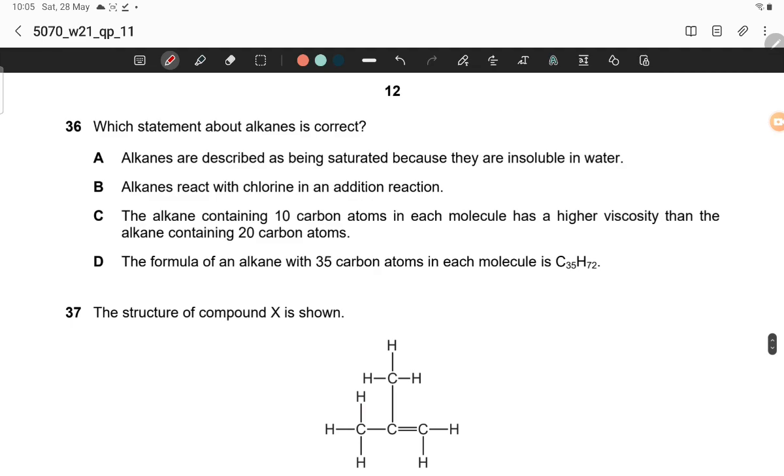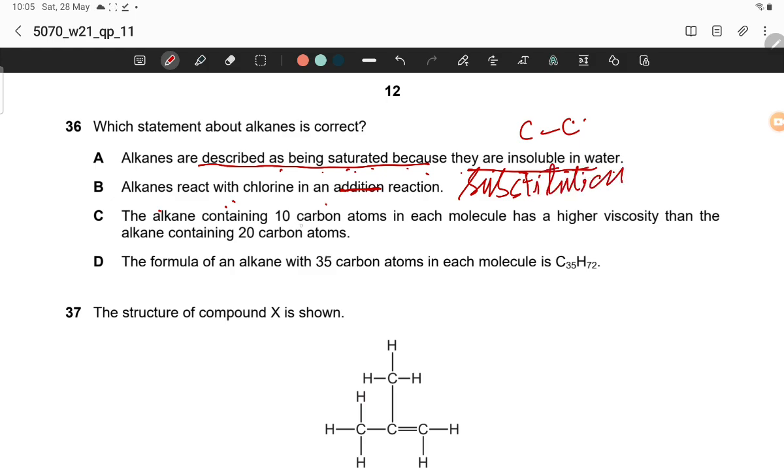Question number 36, which statement about alkanes is correct? Alkanes are described as being saturated because they are insoluble in water. No, this statement is not correct. Alkanes are saturated because they have carbon to carbon single bonds. Alkanes react with chlorine not in an addition reaction, but a substitution reaction.